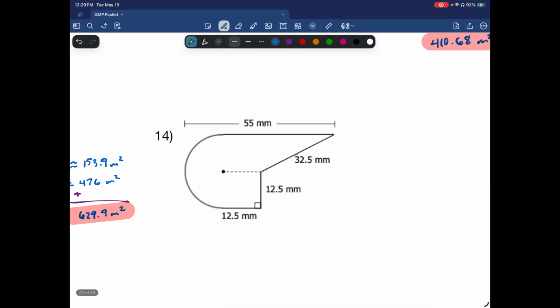All right, so on number 14, our last one for this section, you want to carve out that half circle. And then you end up with a trapezoid, a half circle, and a square. So you got first area, second area, third area. Okay, so this is going to be 12.5, 12.5. All right, and that means this piece is 55 minus 12.5, which is going to be 42.5.